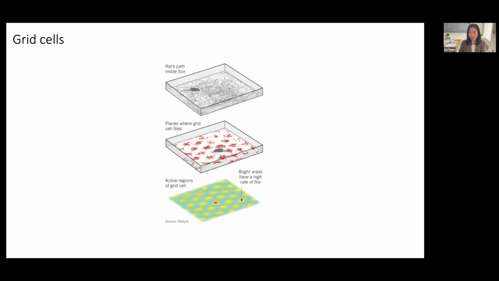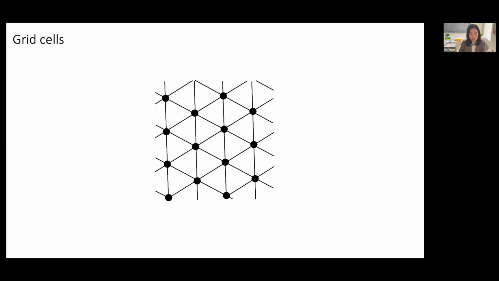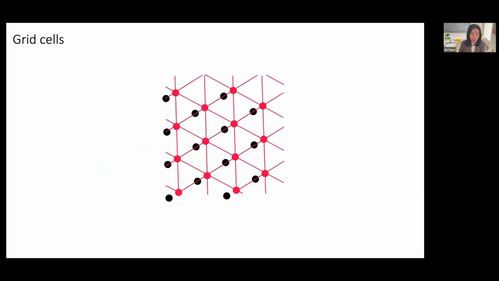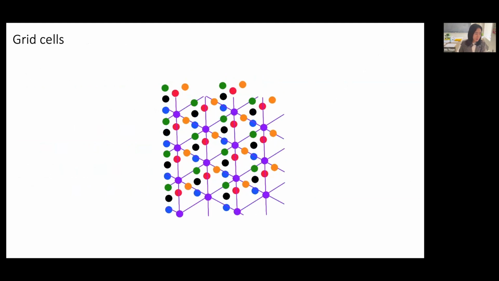Let's now go back to the two-dimensional grid cells that we're interested in. So here we have, let's say, this represents one grid cell's firing locations that are all arranged in a hexagonal pattern. Here's another example of a grid cell, and so on and so forth.